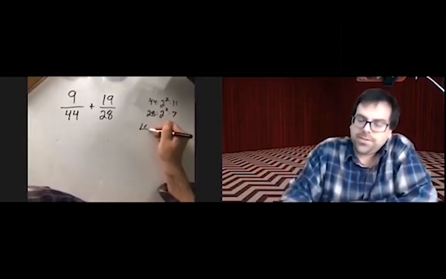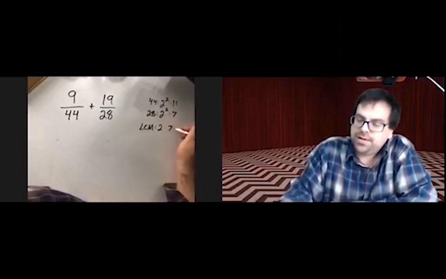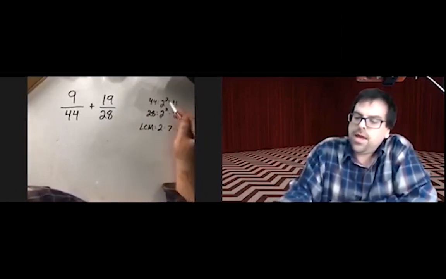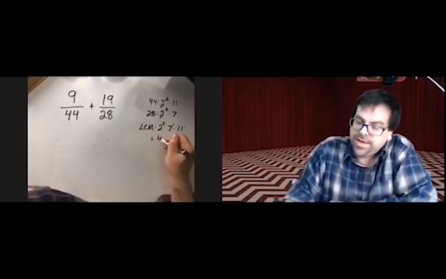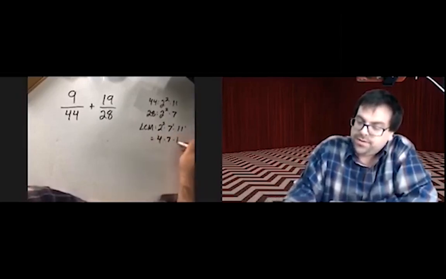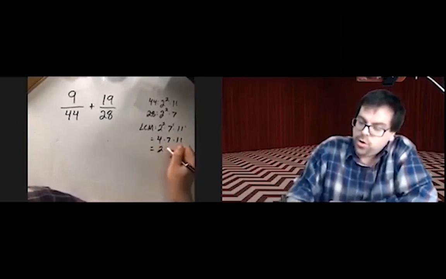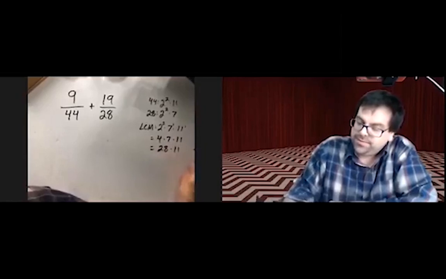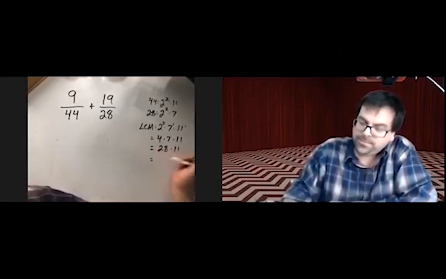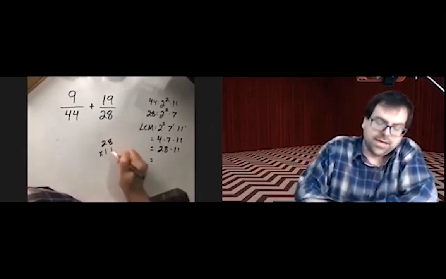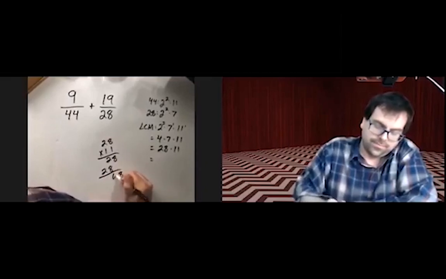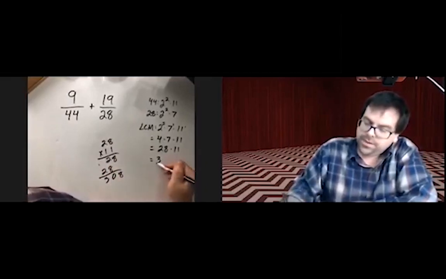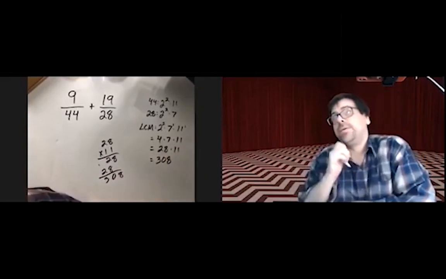That means the least common multiple, every base we have, is 2 times 7 times 11. Highest shown power of 2 is 2 squared. 7's to the first, 11's to the first. That's 4 times 7 times 11, which is 28 times 11, which is 308.